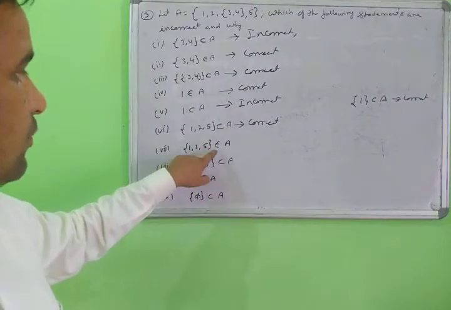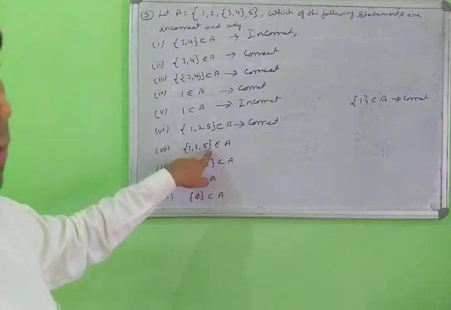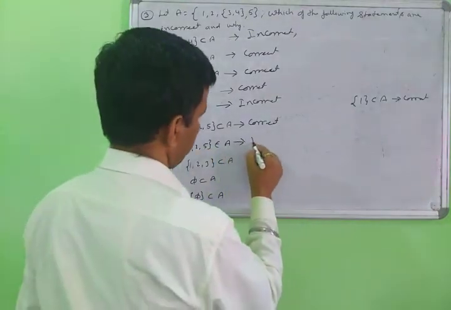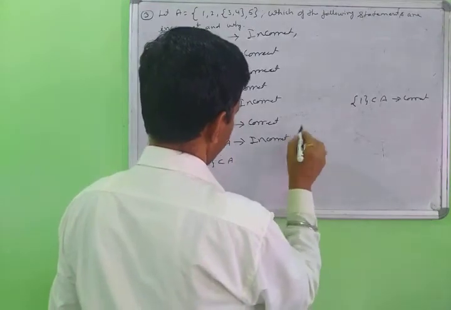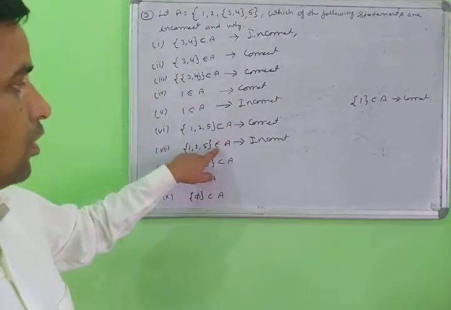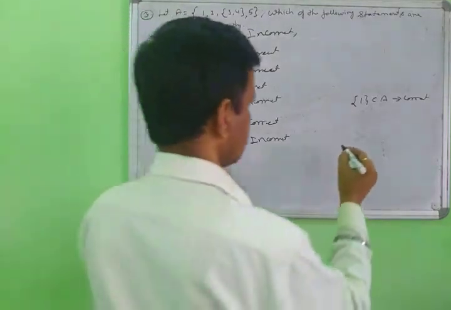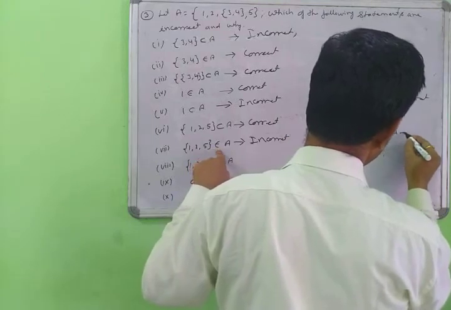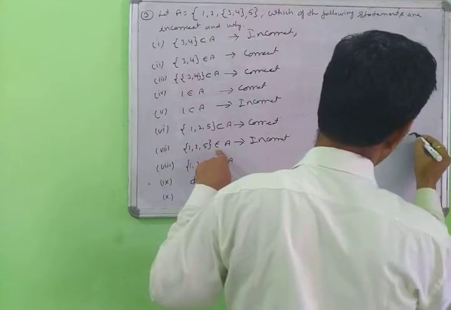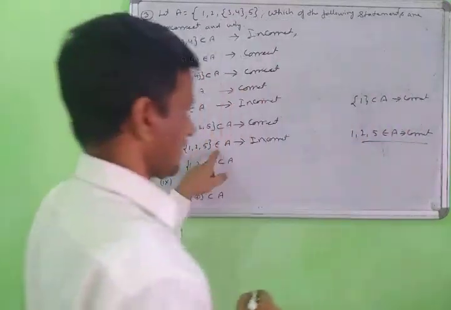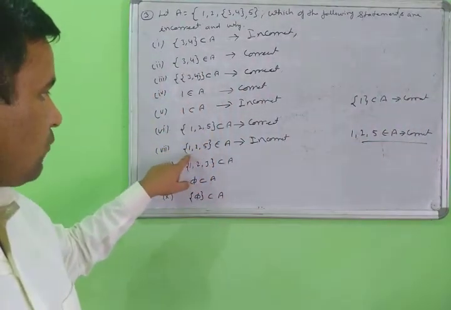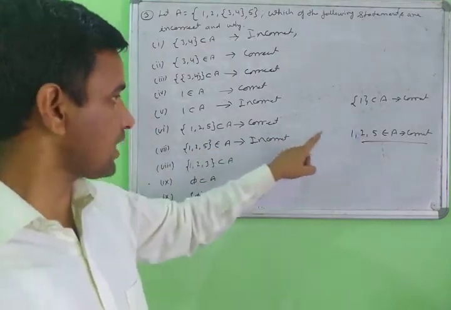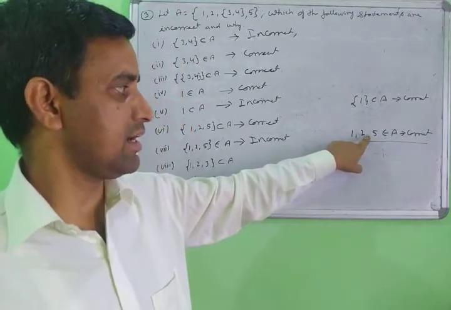Next, {1, 2, 5} with the belong sign, using the curly bracket also. Belong sign and curly bracket are both used here, so this is an incorrect form. Why? Because the belong sign is always used in this way. Suppose I write 1, 2, 5 belongs to A, then it will be correct. When you write belongs, remove the curly bracket, and then it will be correct.